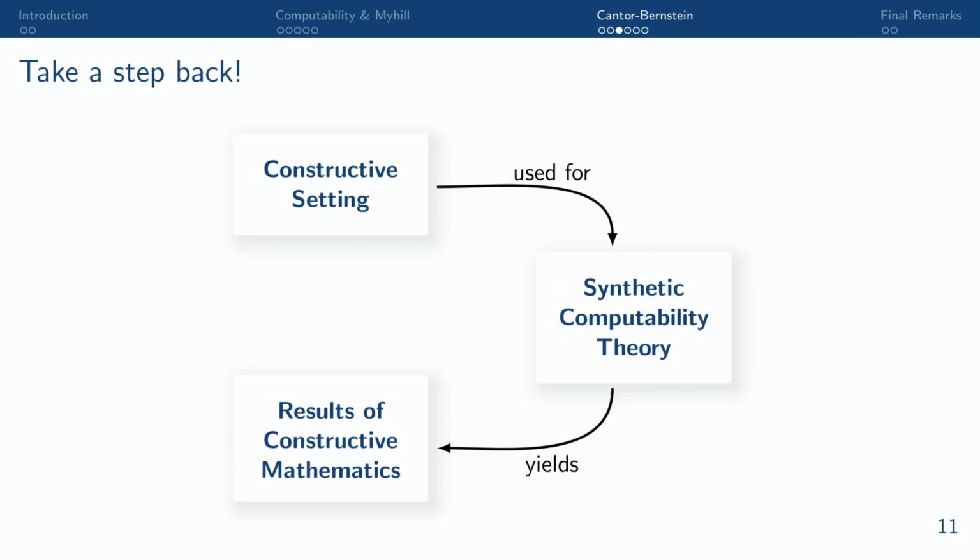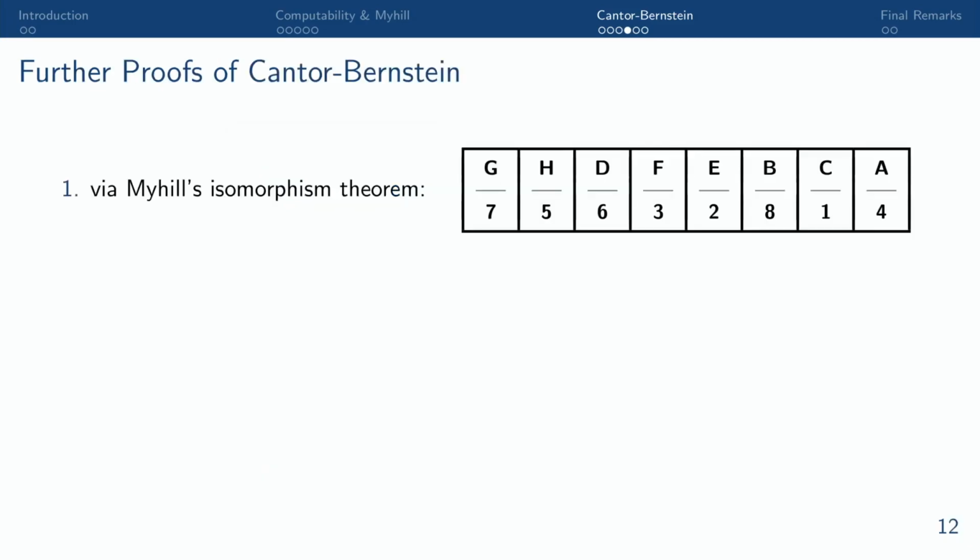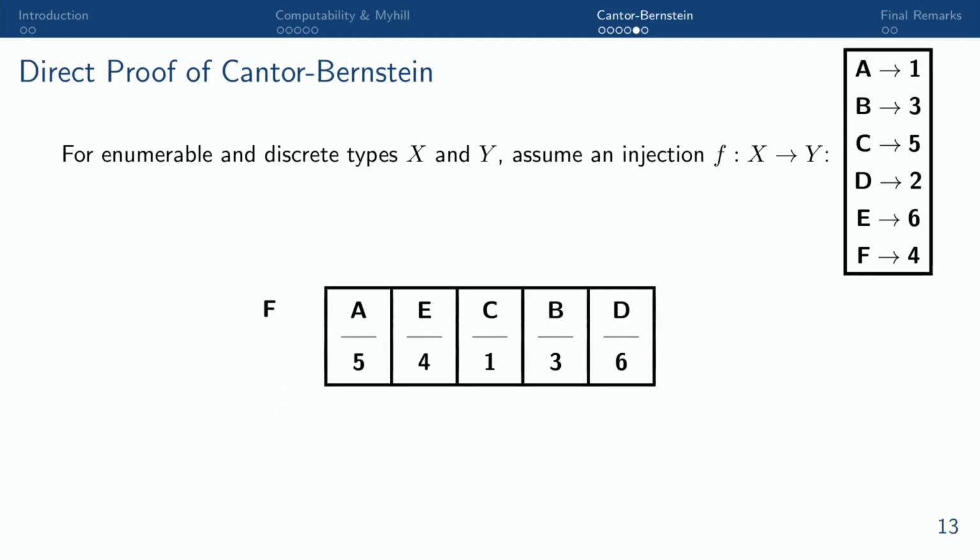But in our case, we now go somehow the other way around, at least morally, and turn results from synthetic computability theory into results from constructive math. And this motivated us to have again a closer look at the Cantor-Bernstein theorem. I briefly gave the intuition of the first proof via Myhill's isomorphism theorem. And we looked also for direct proofs.